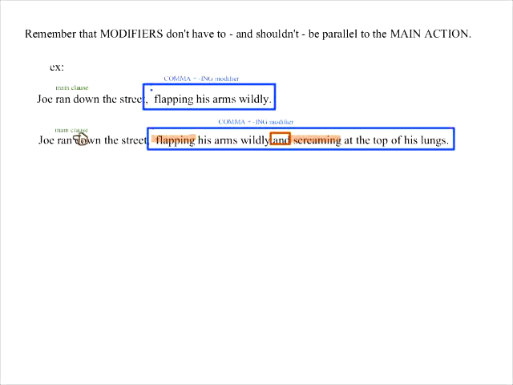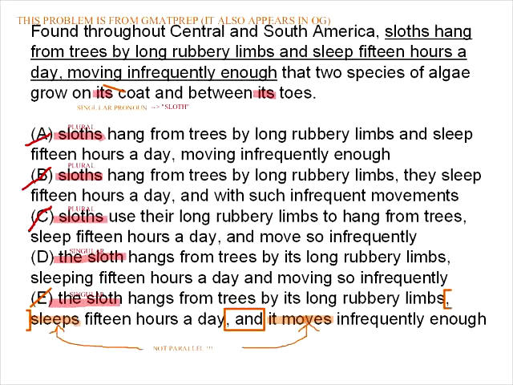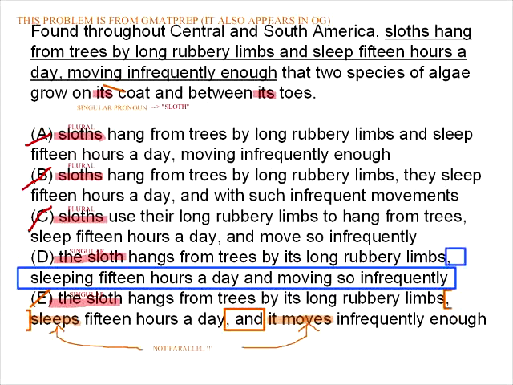Okay, so if you go back and look at this, this is the same construction. It's precisely the same sort of thing going on. This is a comma plus ing modifier. Same type of modifier we just saw. So within that modifier, we have a smaller parallel structure. Here's your tag. This is and. And then within that, you have moving and sleeping. It's only two items that are parallel. And those are perfectly parallel. Moving, sleeping. By contrast, this first part is the main clause. The sloth hangs from trees by its long, rubbery limbs. Just like Joe ran down the street, this is the main clause. It doesn't have to be parallel to anything.